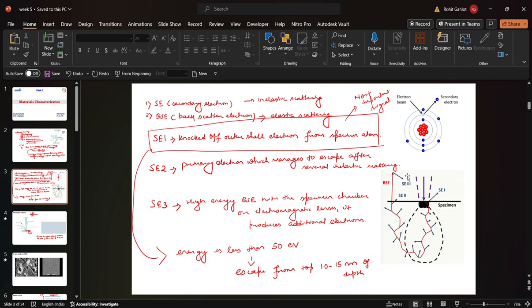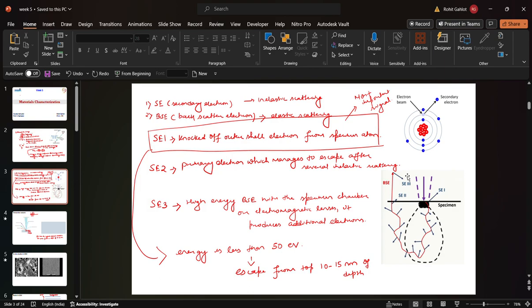Further, I am quoting this line from this week's lecture: the spatial resolution of the SEM due to the SE1 signal usually increases with an increase in the energy of the primary beam. However, at higher energies, the increase in the penetration of your electron beam into the specimen will increase the interaction volume, which may cause some degradation of the image resolution due to SE2 and SE3.